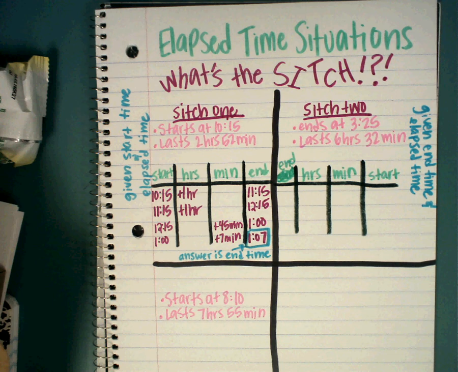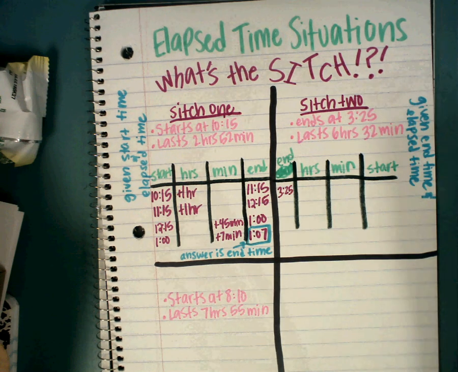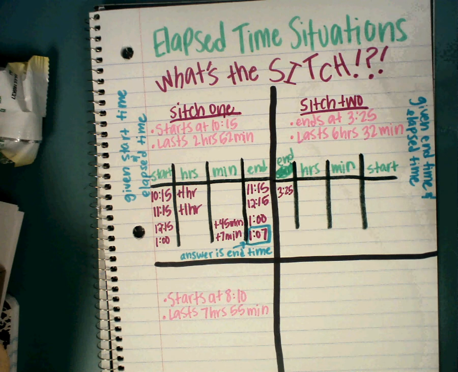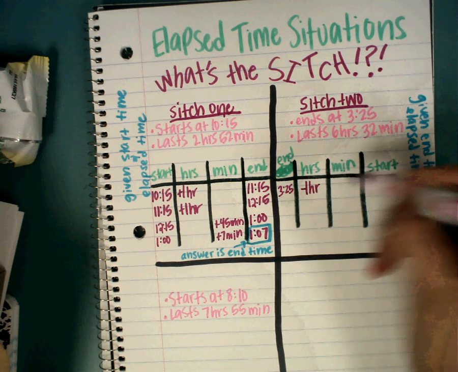My end time is 3:25. So I'm going to put that on there under the end time, 3:25. Okay? And instead of adding an hour, what do you think I'm going to do? I'm going to work my way backwards and I'm going to subtract. So let's subtract an hour. If I subtract an hour, what am I going to get to?